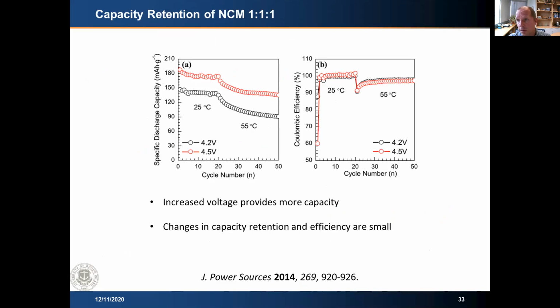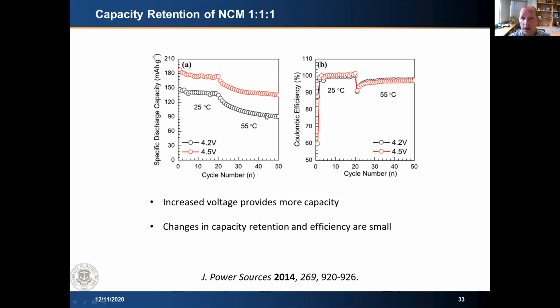direct investigation of the different nickel contents of NMCs to look at the effect of voltage or potential on the cycling performance of different NCMs or NMCs based cathode materials. And in this case, if we look at the NCM 111, so this is now 1/3, 1/3, 1/3, nickel, cobalt, and manganese. And what we can see is that as we increase the potential from 4.2 to 4.5, we see a significant increase in the overall capacity of the cell.